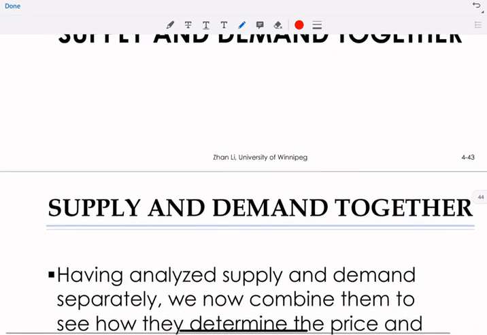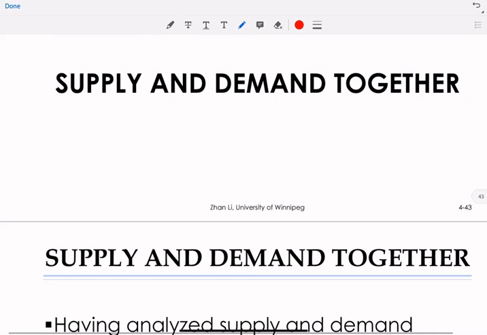Okay, now let's talk about the ultimate topic of this chapter, supply and demand together, right? And obviously, we want to understand the competitive market. To be more specific, we want to understand the competitive market equilibrium. So to do this, we basically have to consider supply and demand together, right?